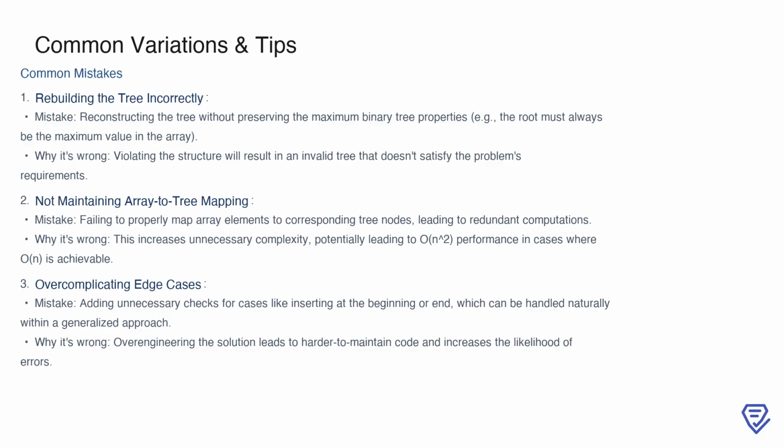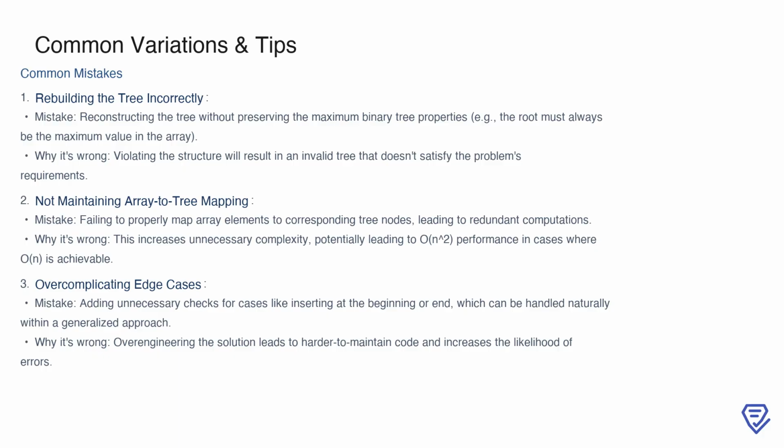First, reconstructing the tree incorrectly can happen if you fail to preserve the maximum binary tree properties. Remember, the root must always be the maximum value in the array, and violating this structure creates an invalid tree that doesn't meet the problem's requirements. Another mistake is not maintaining the mapping between array elements and tree nodes. If you fail to track this properly, you might end up performing redundant computations, which can lead to unnecessary complexity. For example, instead of achieving an O(n) solution, your approach might degrade to O(n²) in performance.